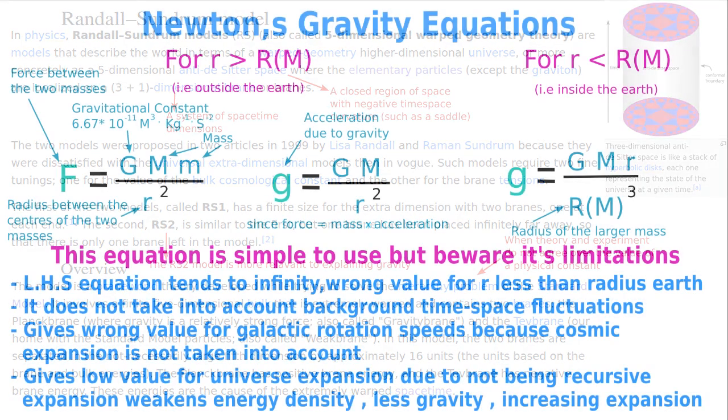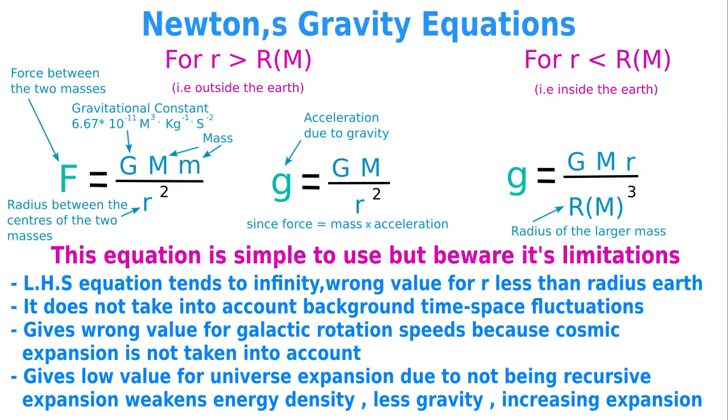Newton's equations are simple to use, but beware their limitations. The popular left-hand equation tends to infinity as the radius r tends to 0. It only gives the correct answer for values of r larger than the radius of the planet. For a radius inside the planet, the right-hand side equation must be used instead. Newton's equation is only valid for static gravitational fields. This is frequently overlooked and has led to massive mistakes in cosmology theory.